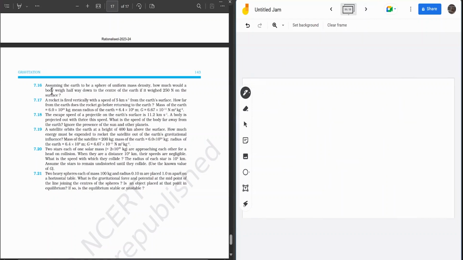Next question. Assuming that the Earth is a sphere of uniform density, how much would a body weigh halfway down to the center of the Earth if it weighed 250 newtons on the surface?